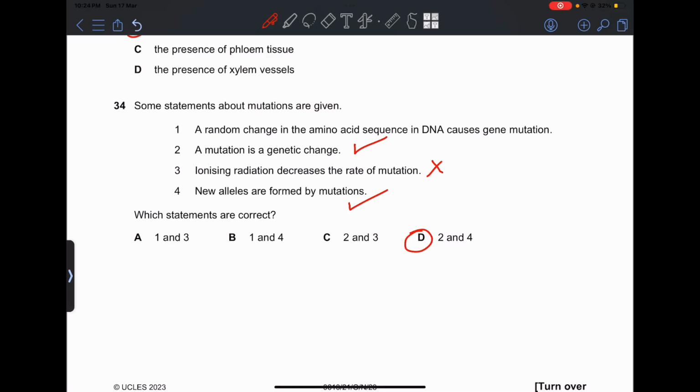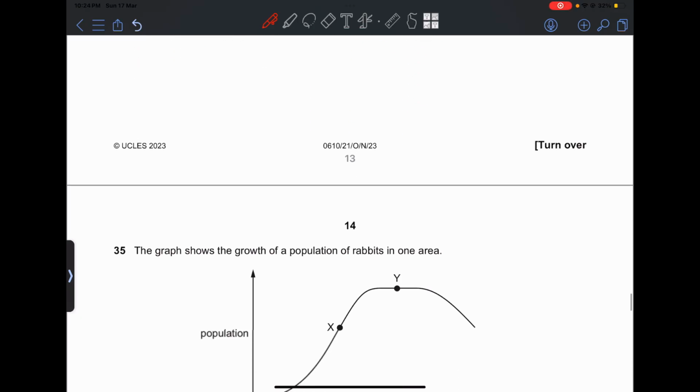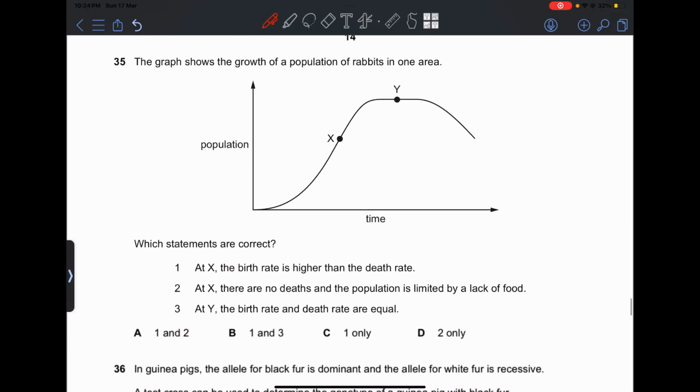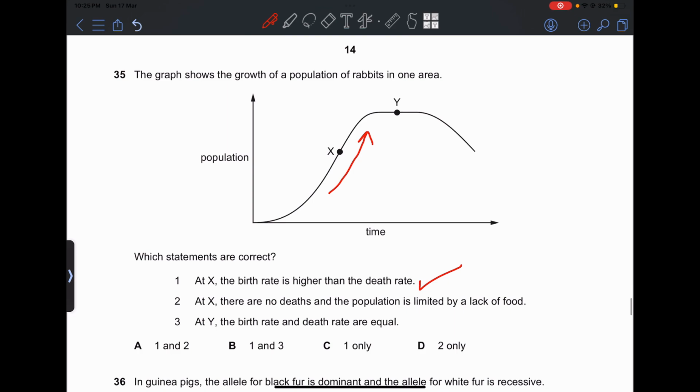So our answer is going to be 2 and 4. 35. The graph shows the growth of a population of rabbits in one area. Which statements are correct? 1 says at X the birth rate is higher than the death rate. So this is actually correct because we can see that the population is not decreasing. It is actually going upwards, which is increasing. So there is higher birth rate than death rate. If there is a higher death rate, then it will go down because more people are dying than being born.